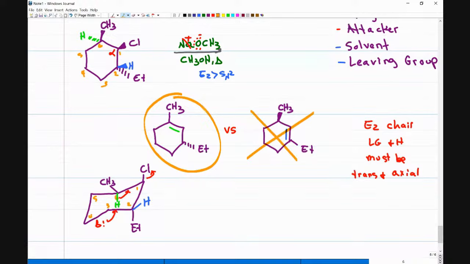But what if you don't want to take the time to draw out a chair conformation on your exam because you don't have time on your ACS, or you're stressed, or just you don't want to waste that kind of time and you want a shortcut? Let me see some hearts in the comments if you want to see a shortcut that will never have you drawing a chair again for E2 reactions.